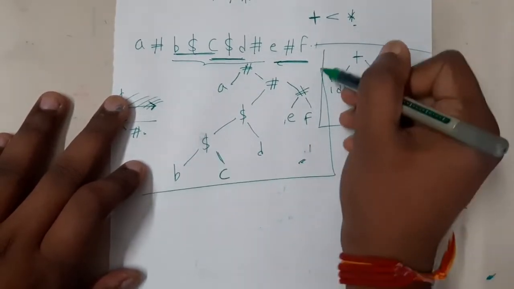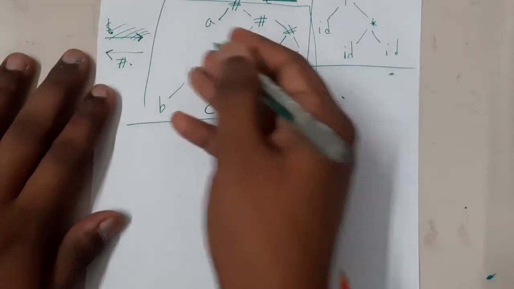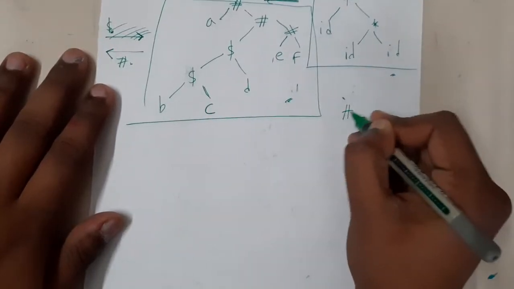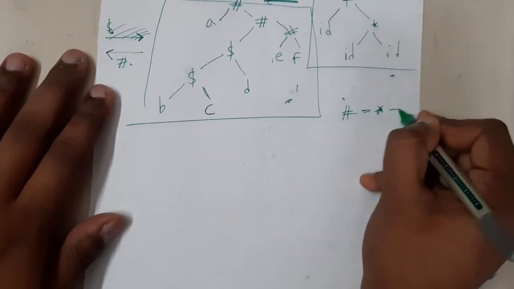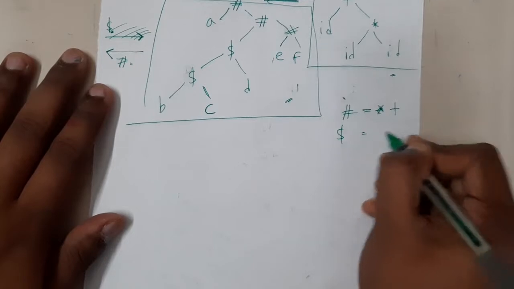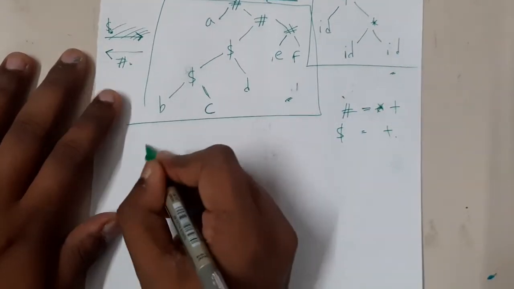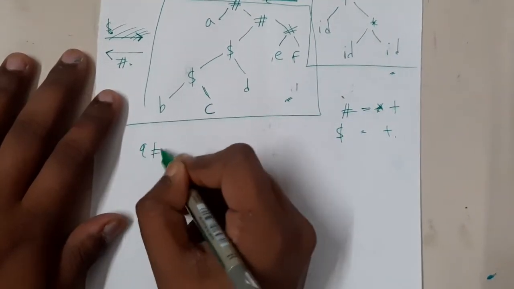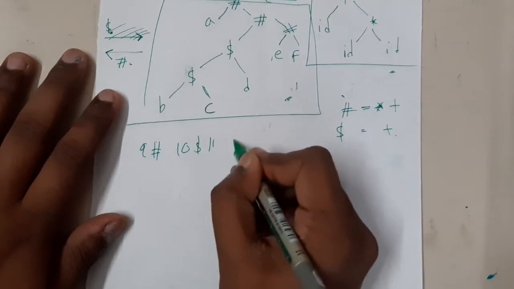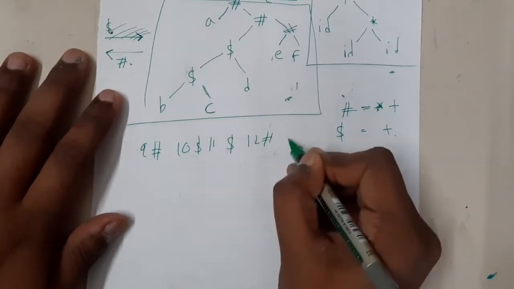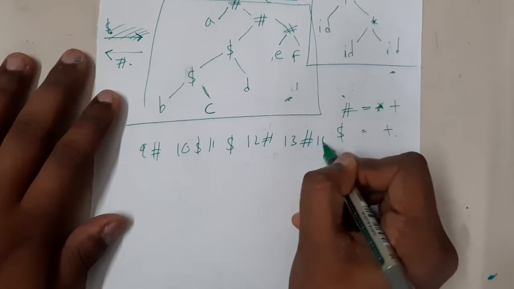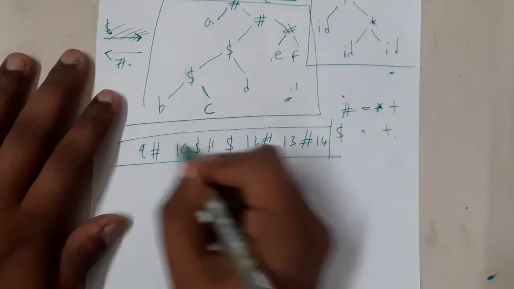So in this way they could ask the question, or instead of solving it, they could even give it like this: they will say here the star is nothing but multiplication, or that it is a plus, and the dollar is nothing but addition. And now they will give some values. So 9 star 10 plus 11 plus 12 star 13 star 14. So now they will ask what is the result. So they can give it as a fill in the blank, right?